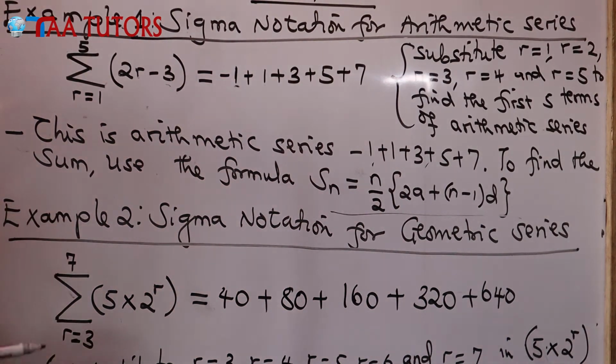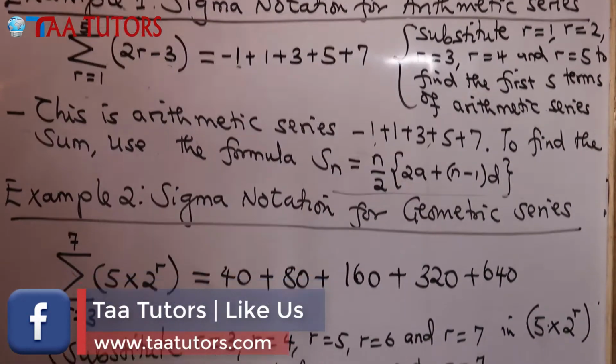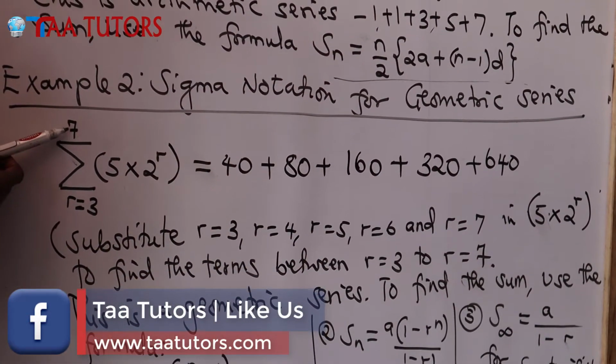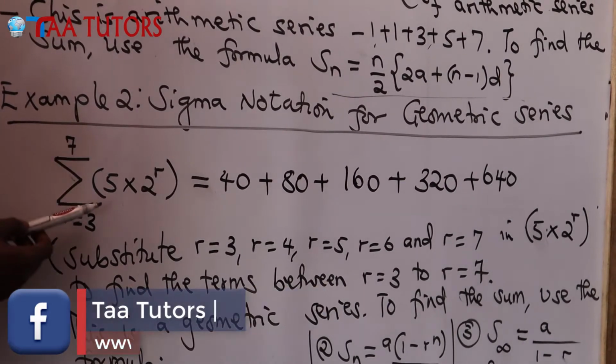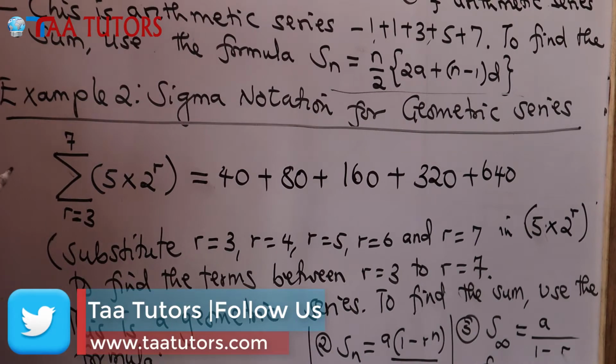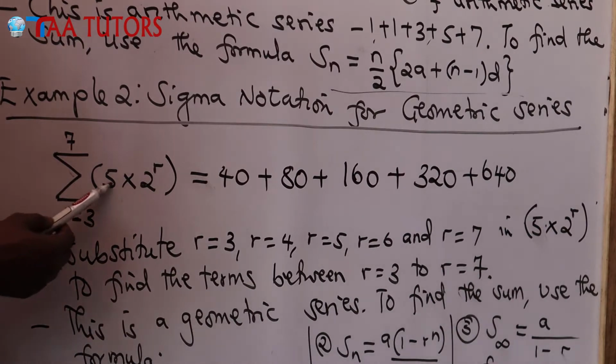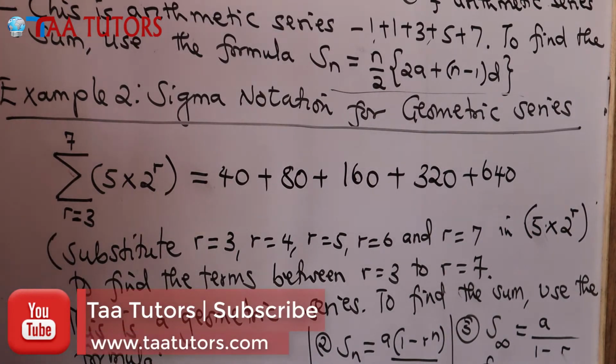If you come to the second example, which is going to be a sigma notation for geometric series, you realize that now we have the same summation, sigma, limits 3 and 7, but the term is now 2 power r, not 2 times r. So what we are going to do here is to substitute r here, and you realize that 2 power 3 is 8, times 5 is 40. The first term is 40.